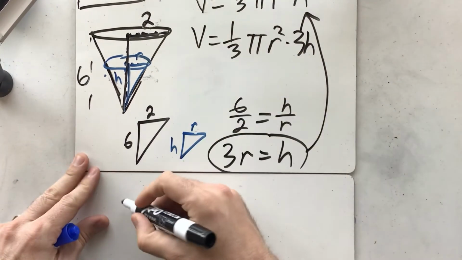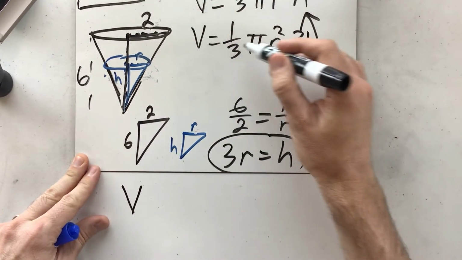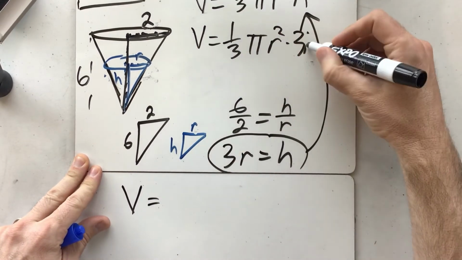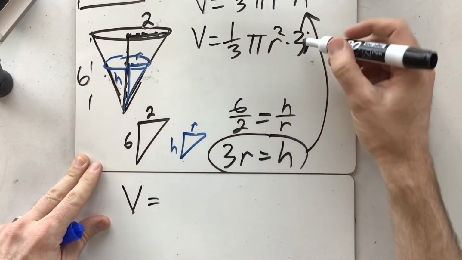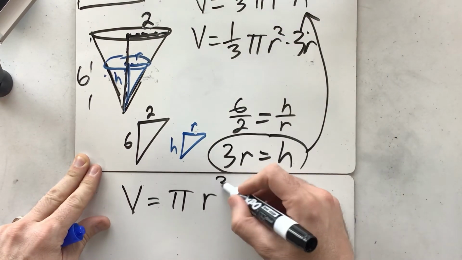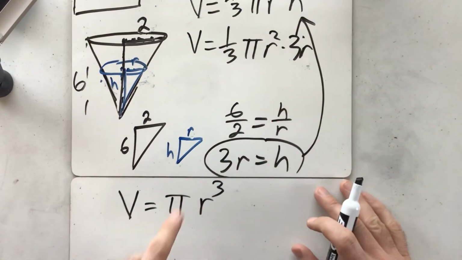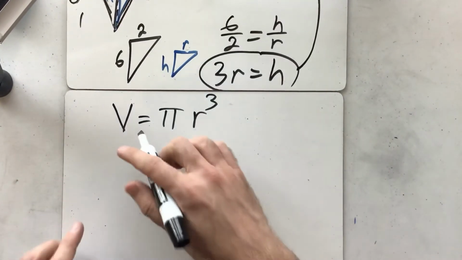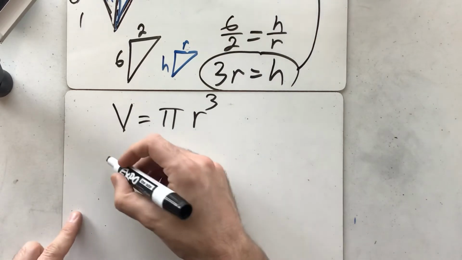Our volume, notice our 3 times our 1/3 cancel each other out. And so that should be an r because our h is 3r. And so all we get is pi r cubed. So that ends up being a really nice formula from one that's a little less pleasant. Okay, so now that we have this formula, we can start to tackle it.